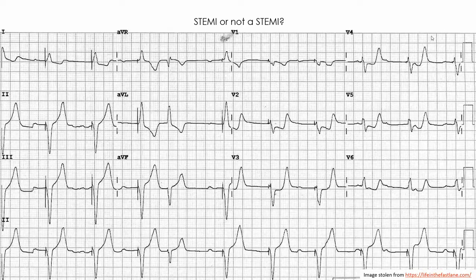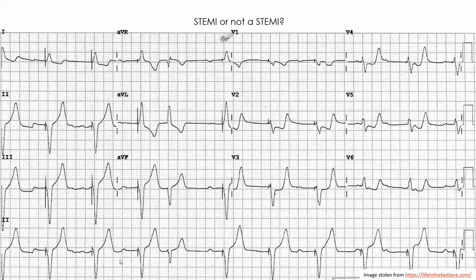Here's another example. Now, is this a STEMI or not a STEMI? Well, this is a paced rhythm, so it's quite difficult to interpret from the point of view of ischemia. As you can see, we've got these sharp little spikes. Now, we haven't really discussed pacing just yet, but these are pacing spikes. So the pacemaker is firing, and that is triggering these wide QRS complexes.